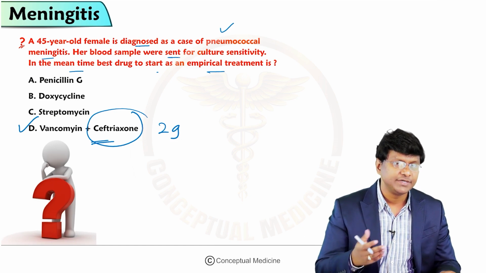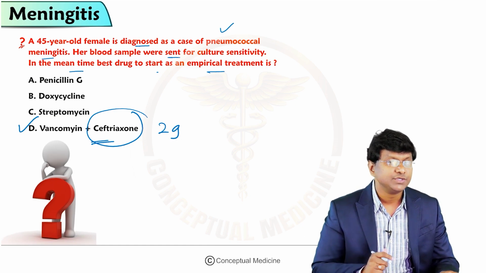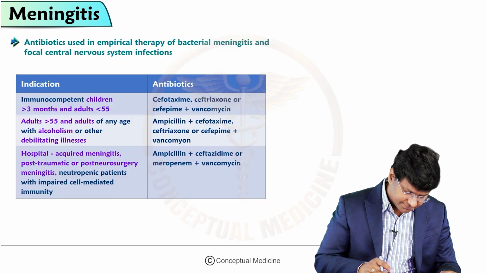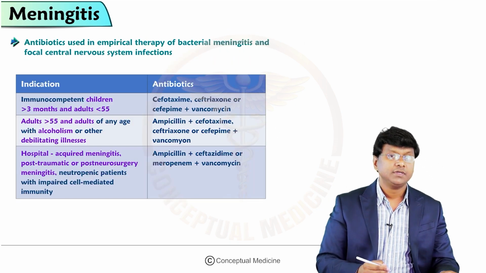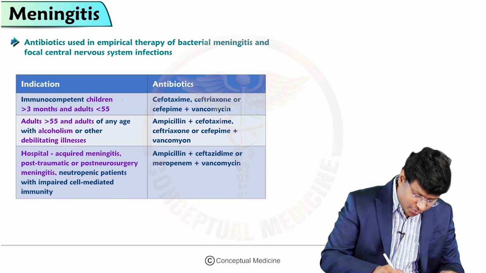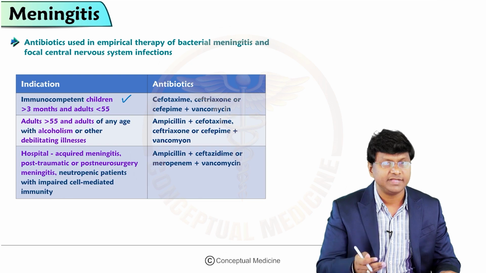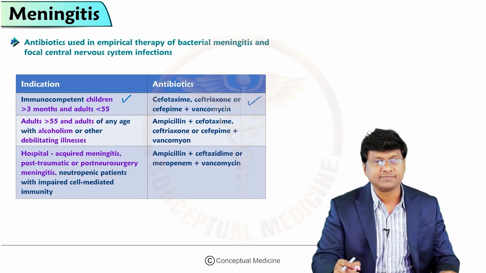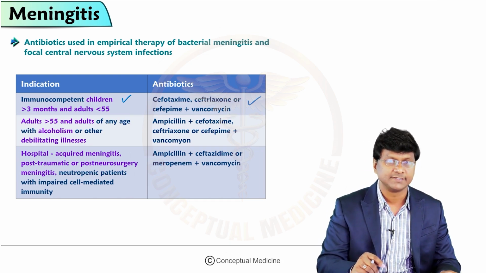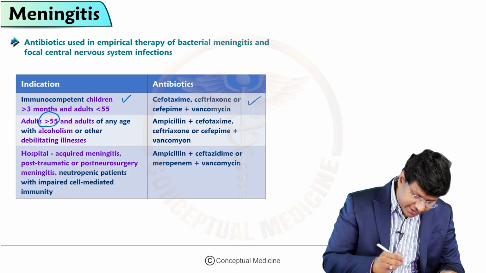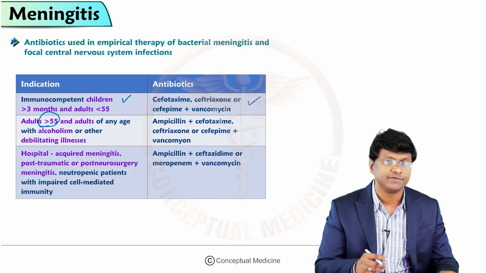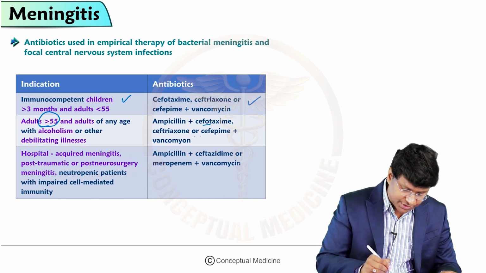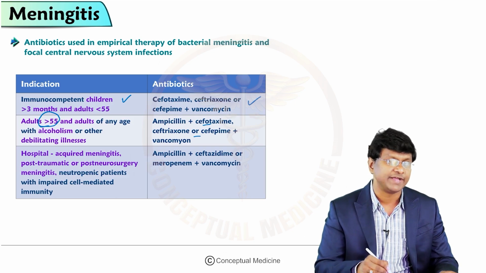And what will be the duration of this antibiotic that you need to give? You need to give it for nearly around 1 week. In case of immunocompetent children of more than 3 months or adults less than 55 years, the antibiotic that you need to give is cefotaxime or ceftriaxone or cefepime plus vancomycin. And in individuals aged more than 55 years, you need to give ampicillin plus cefotaxime, or the other combination is ceftriaxone or cefepime plus vancomycin.